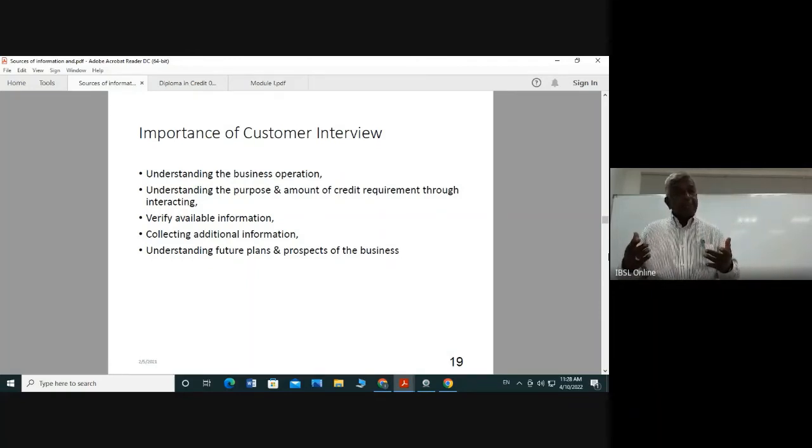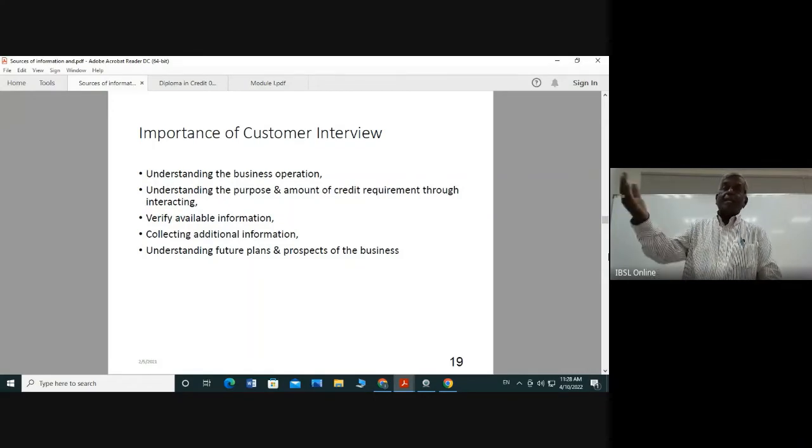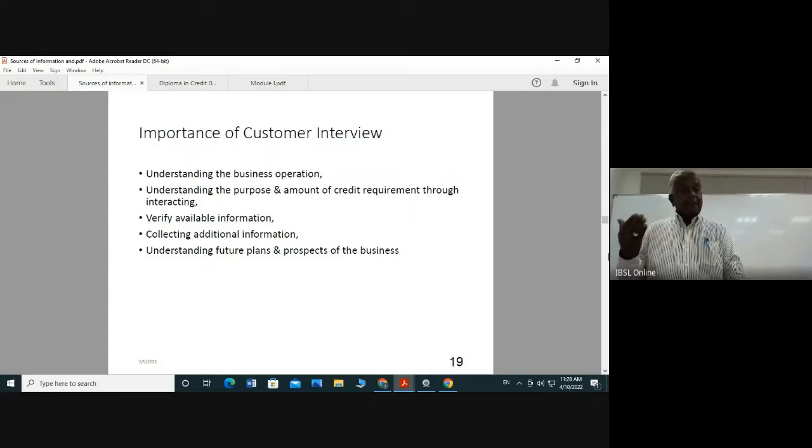And then verify available information. He would have given various information; by interacting with the customer, you can verify it. Collecting additional information: by questioning and listening, you can collect additional information. And finally, understanding the future plan and prospects of the business. By interacting with the customer, you can understand his future plans and the prospects of the business, for which you use the customer interview to collect this information.